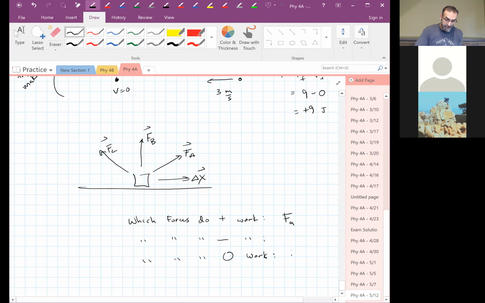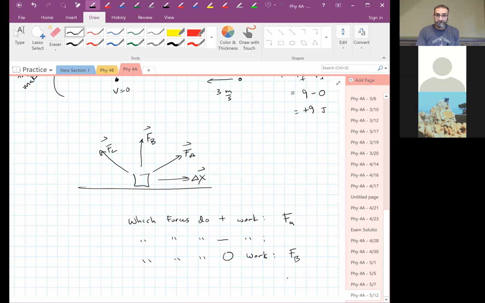FB is doing zero work on our object. It is perpendicular to the direction of motion, right? So we get that cosine 90 degrees. It has no component in the direction of motion. It cannot cause the box to go faster. It cannot cause the box to go slower. It cannot change the speed of the box. It cannot do work on the box. It can change the direction of the velocity, right? It can change the direction, but not the speed. So it's doing no work.